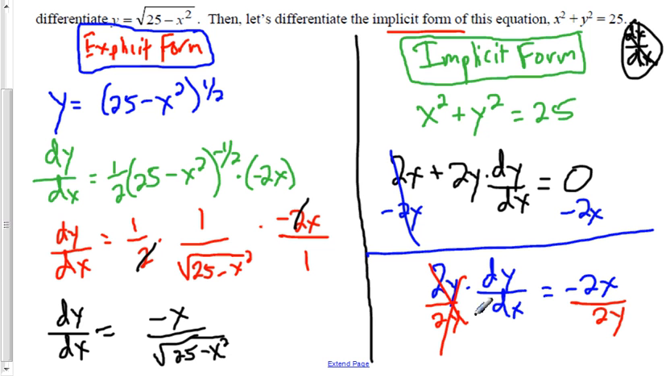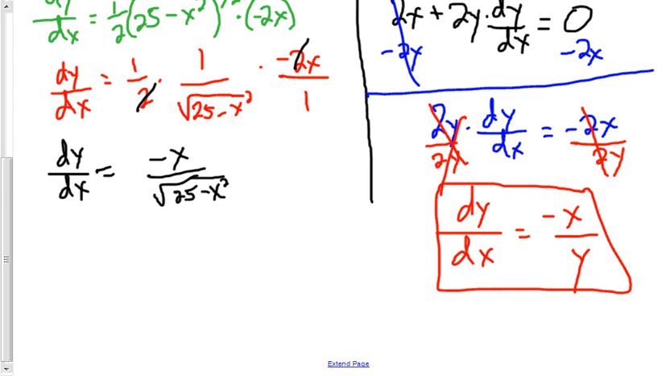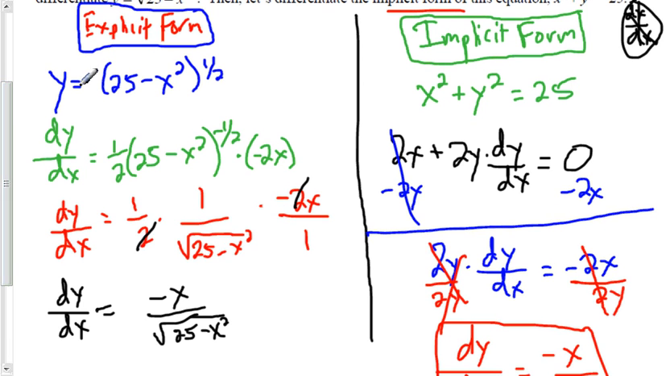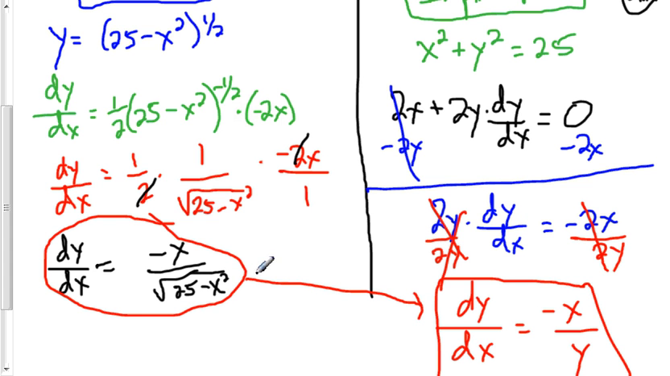Okay, obviously those are going to cancel out. Over here, the 2's cancel out. So let's see what we have. dy dx equals negative x over y. And if we think about what our original equation was, y equals the square root of 25 minus x squared, that's what our denominator is over here. And that's really just y, so those are the same exact things.